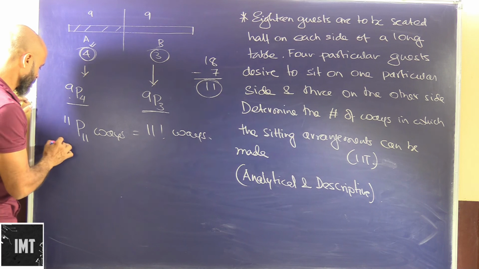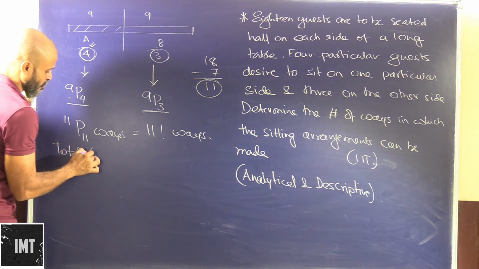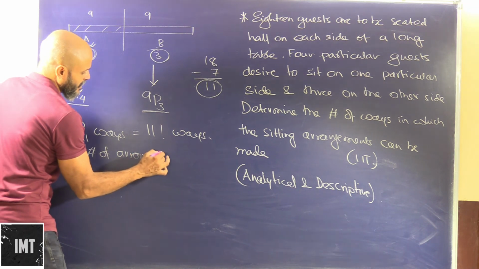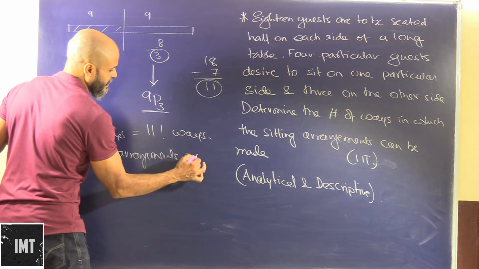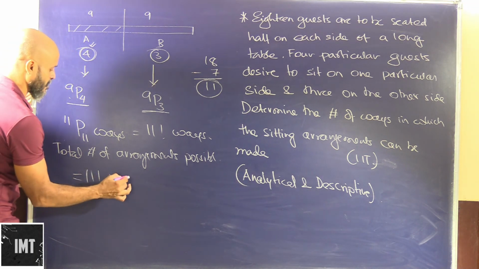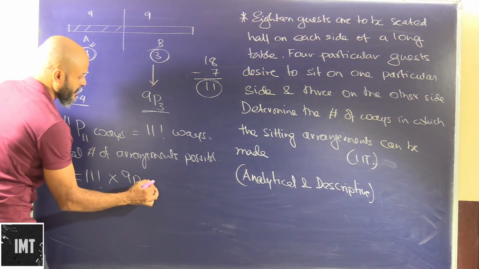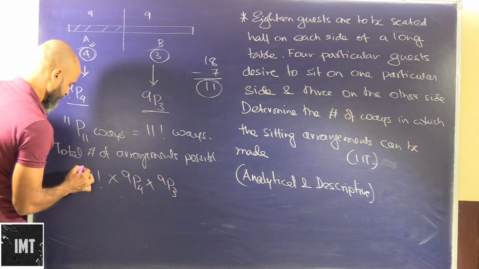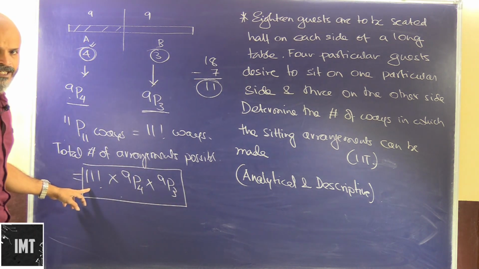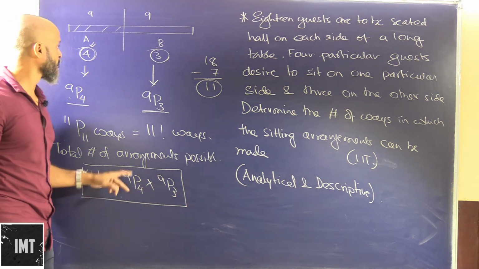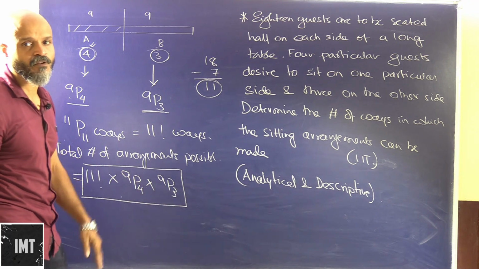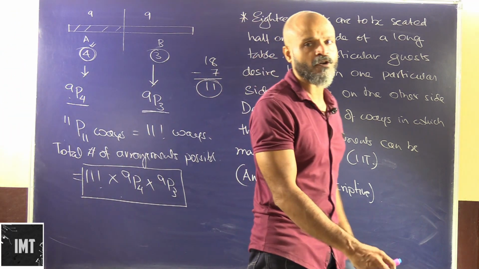So now the total number of arrangements possible here will be equal to factorial 11 into 9P4 into 9P3. Factorial 11 for the remaining 11 people, 9P4 for one side and 9P3 for the other side. So this is the total number of arrangements which will be possible.